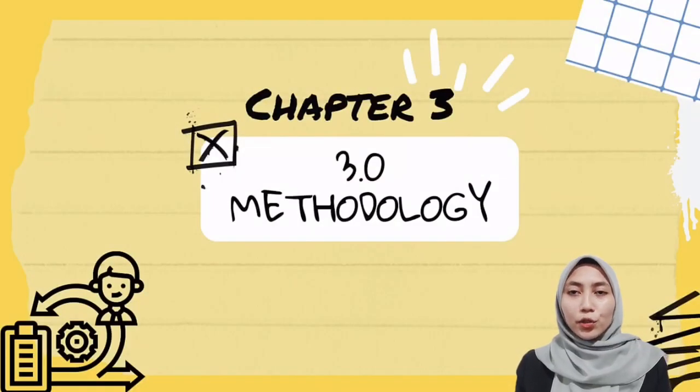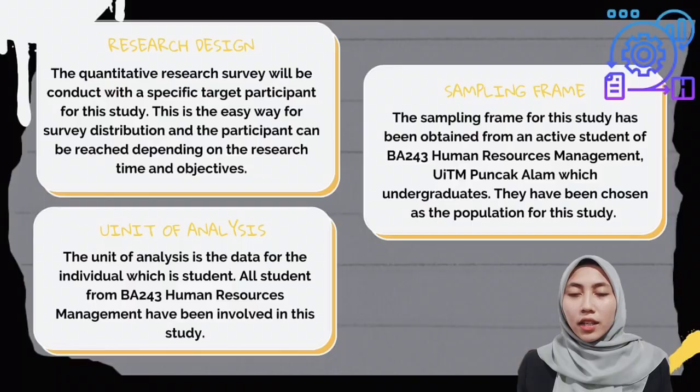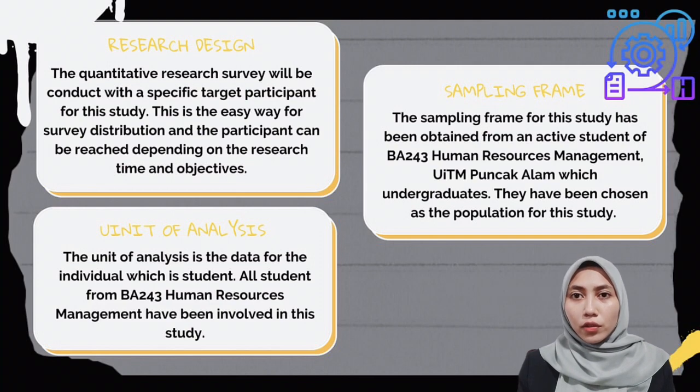Next, I will continue to Chapter 3, which is methodology. Firstly is research design. A quantitative research survey will be conducted with specific target participants for this study. This is an easy way for survey distribution, and the participants can respond depending on the research time and objective. Second is the sampling frame. The sampling frame for this study has been obtained from active students of BA243 Human Resource Management UiTM Puncak Alam, which is undergraduate. They have been chosen as the population for this study.